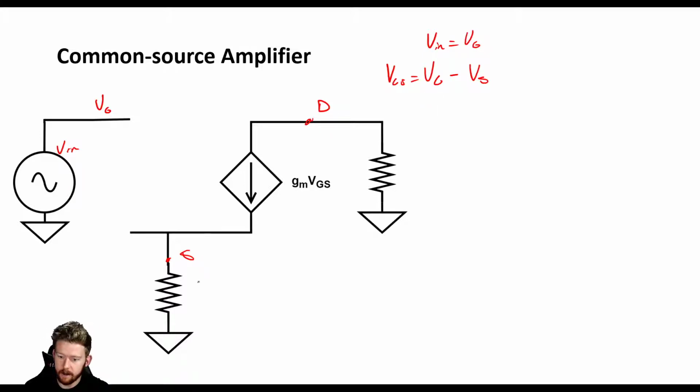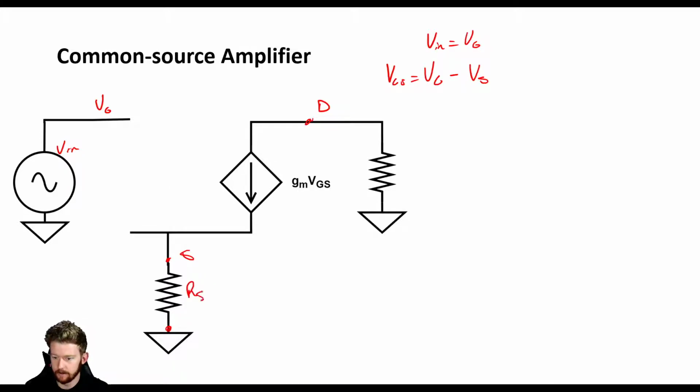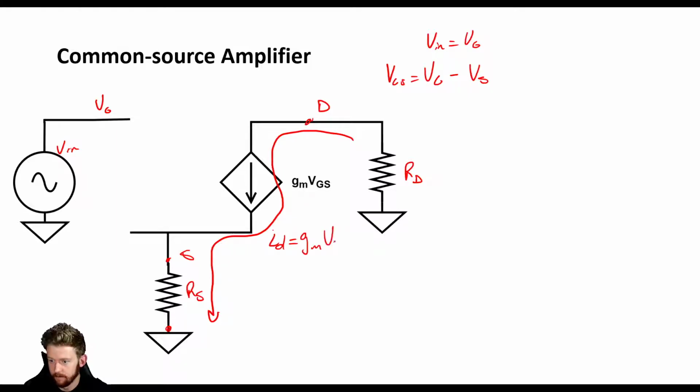So to figure that out, we are going to just start tracing from ground until we get to our source, and it's going to be really easy, okay? So I'm going to label a couple of things first. This is our RS, this is our RD, and we have a current source here that is pushing current through this path. There's no other path for it to go. So I'm going to call this ID, and ID is GM VGS, okay?